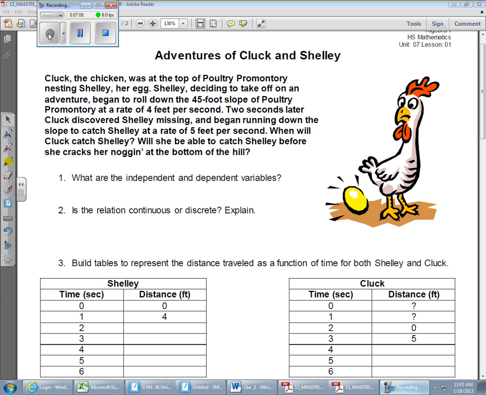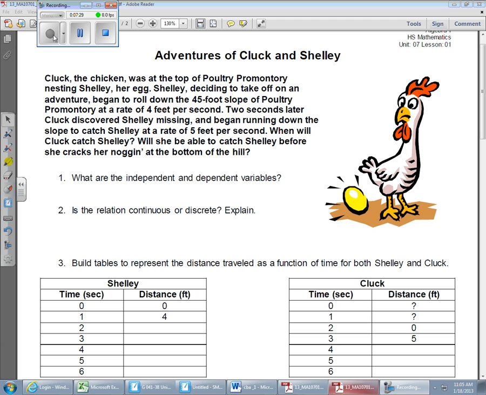Okay, so now in your groups, now that we know what independent and dependent is, have a look at the problem. Reread the Adventures of Cluck and Shelley here if you need to. Let's decide what information is going to be independent, what information is going to be dependent. Go. Okay, what did we come up with? What do you think is going to be the independent variable here? What kind of information is going to be on the x-axis?